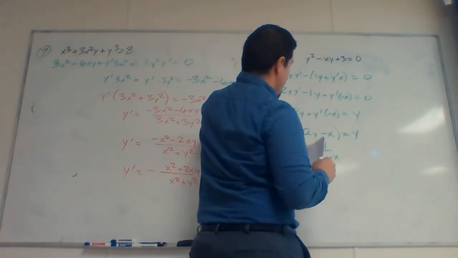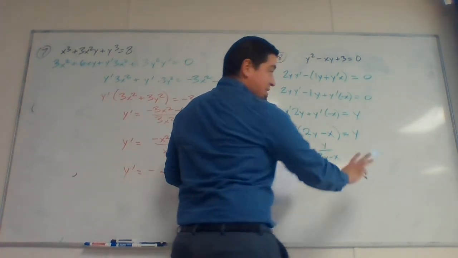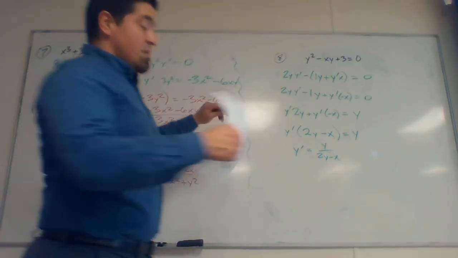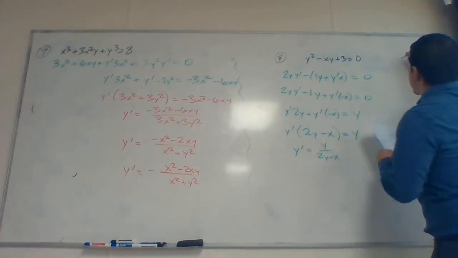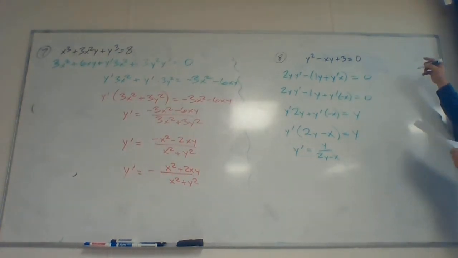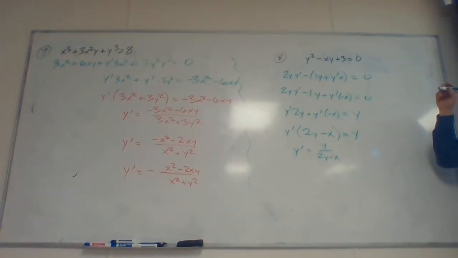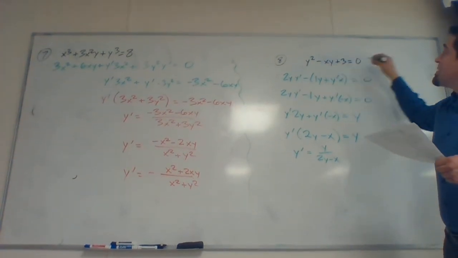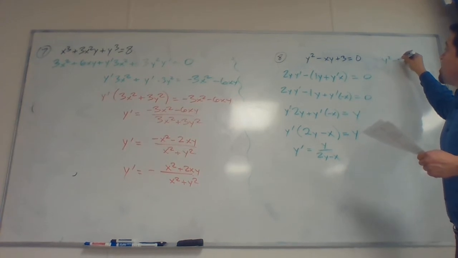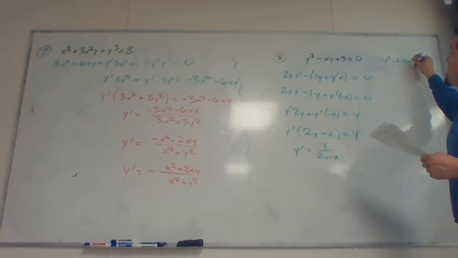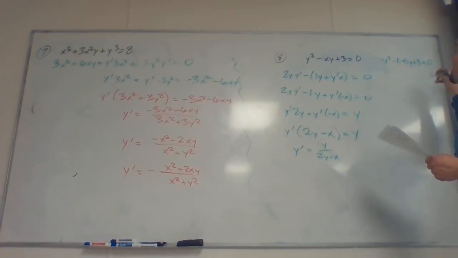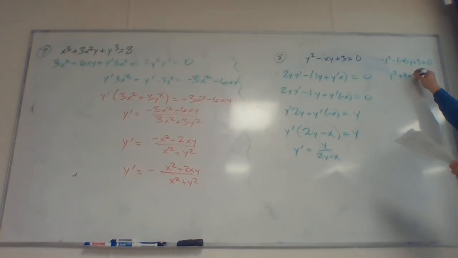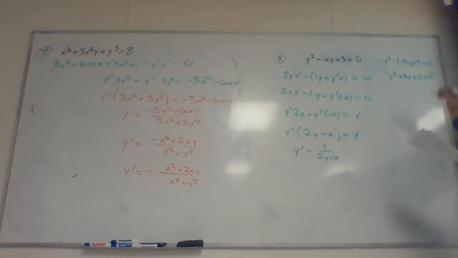And then from there, now this is where it's different. So far that was the same as the previous two questions. The part where it's different is it says find the slope of the tangent line when x equals -4. You're gonna have to plug in -4 and figure out what y is. So y squared minus -4 times y plus 3 equals 0, which gives you y squared plus 4y plus 3 equals 0.